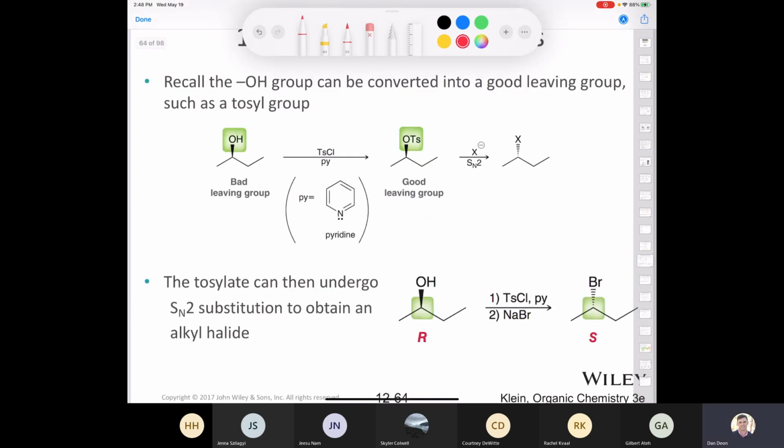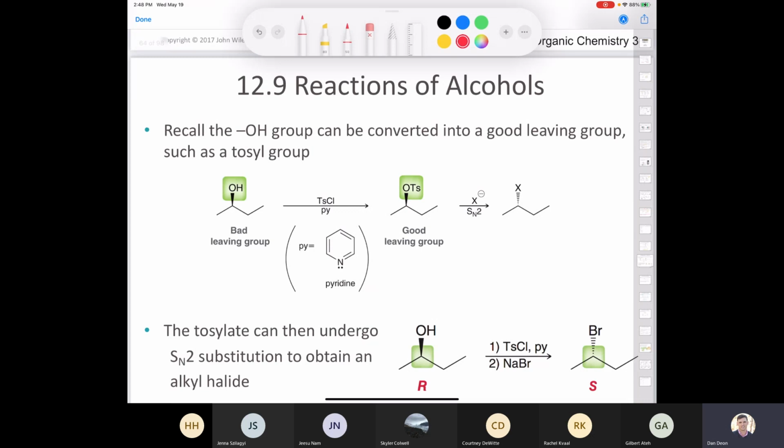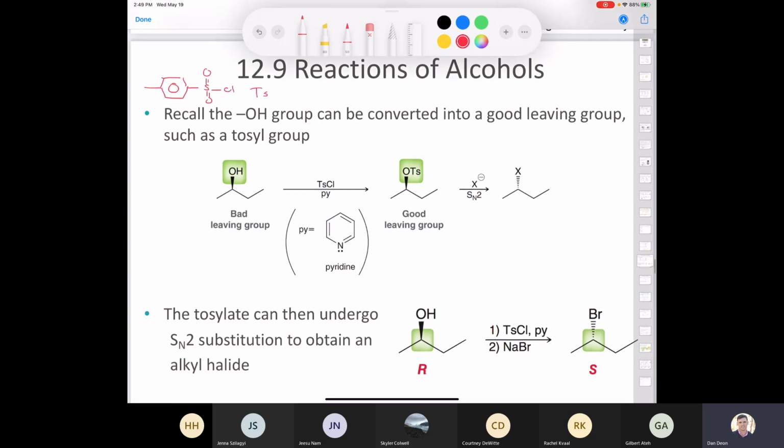Now remember that the hydroxyl group can be converted into a good leaving group using a tosyl, T-O-S-Y-L, which was a toluene sulfonyl. We spent some time talking about the toluene sulfonyl group. So it looks like this. You have tosyl chloride, and this is just a little bit of a review from Organic Chemistry 1. This is TsCl, tosyl chloride. Then if you take a primary or a secondary alcohol, we treat it with tosyl chloride and pyridine. Pyridine is just a benzene where we replace one of the carbons with a nitrogen. So that's pyridine, which we abbreviate PYR.